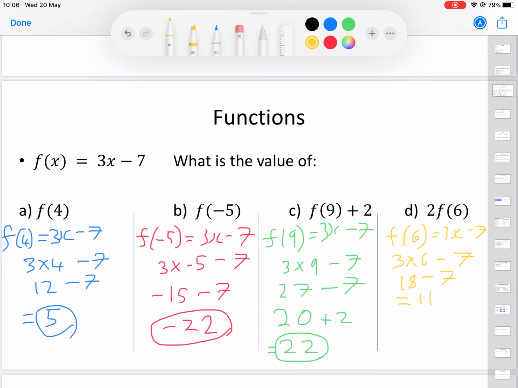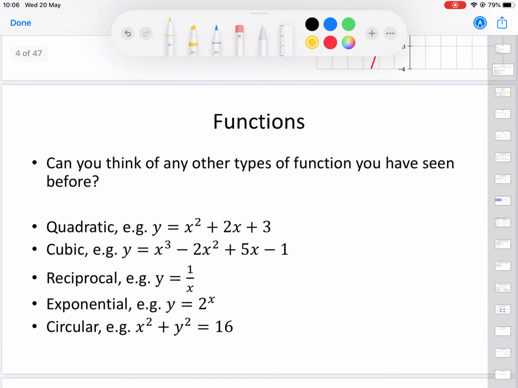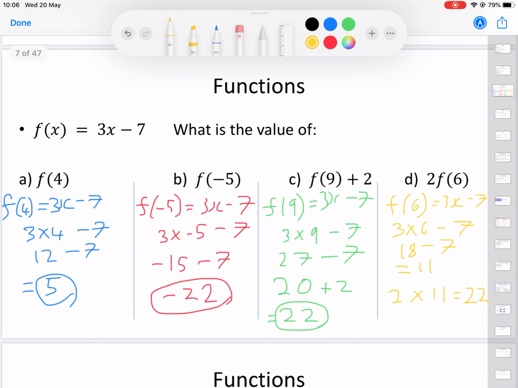So at the moment I'm on 11, but I've got 2 lots of it, so I'm going to do 2 times 11, which gives me an answer of 22. Okay, and that's my answer.